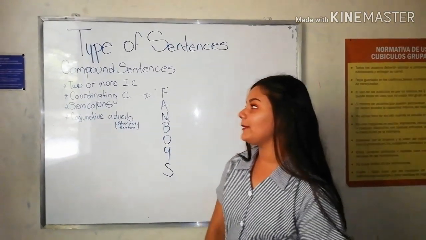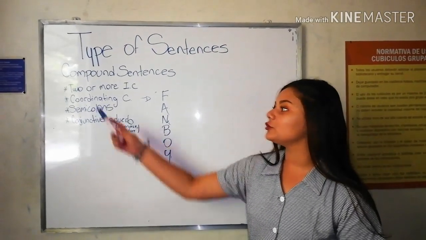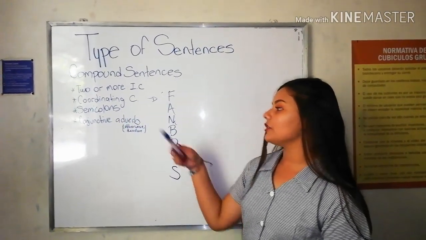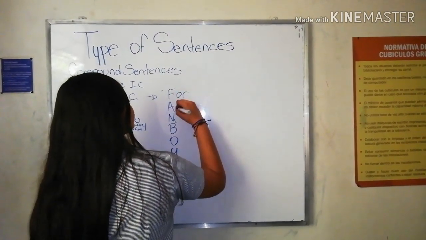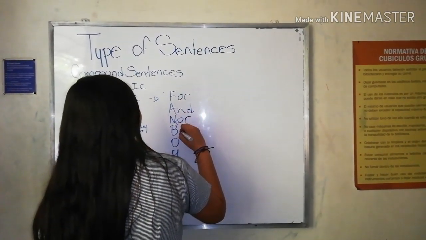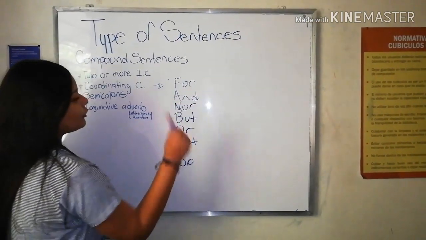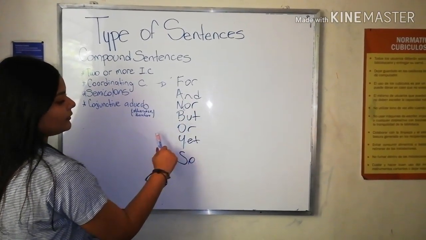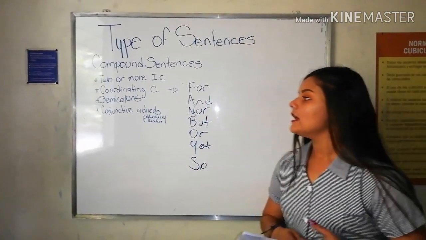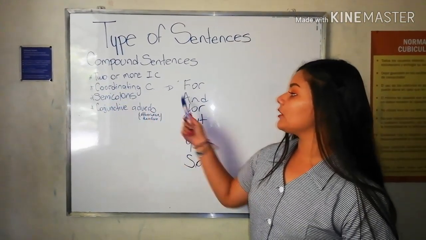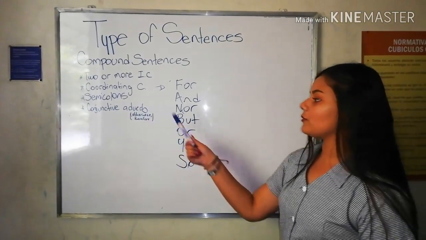Now I'm going to explain some things about compound sentences. Compound sentences contain two or more independent clauses joined by coordinating conjunctions, which are the FANBOYS: for, and, nor, but, or, yet, so. Also, compound sentences can have semicolons joined by conjunctive adverbs, such as otherwise and therefore.